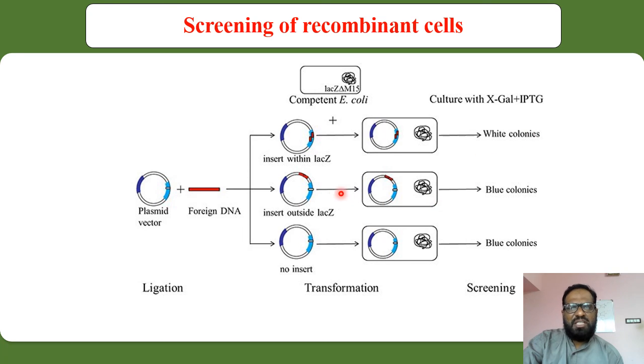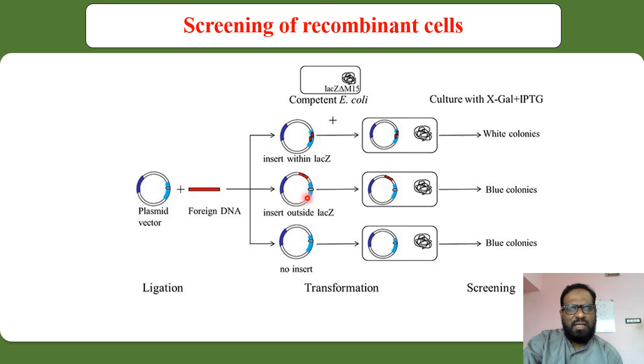If your gene of interest is present in the LacZ alpha, then the alpha complementation will not take place, and in the absence of alpha complementation, white colonies are generated. It means that if you get white colonies, these are recombinant. This bacterium has got a recombinant plasmid.